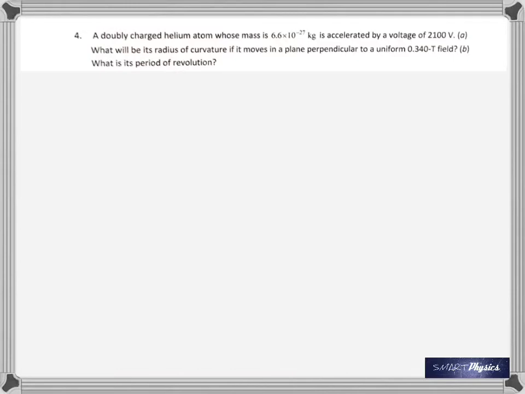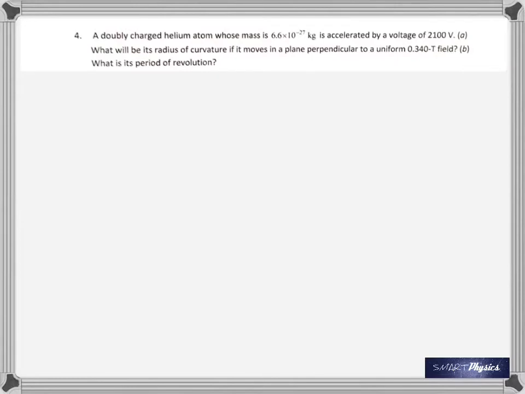And in this question, you have a doubly charged helium atom whose mass is given, and it's being accelerated by a voltage of 2100 volt. What will be its radius of curvature if it moves in a plane perpendicular to a given magnetic field? And again, what is its period of revolution? Now, this question is similar to the previous one. The only difference here is that the voltage through which it is accelerated is given.